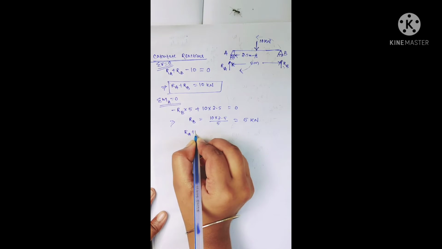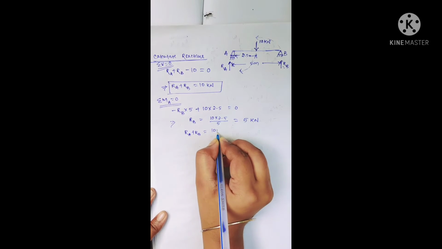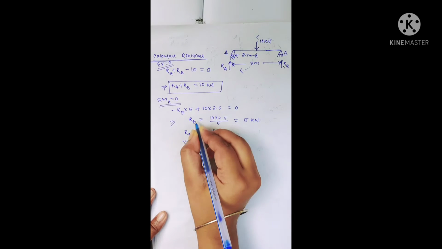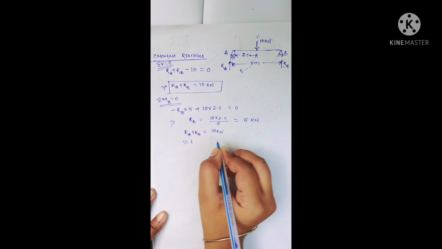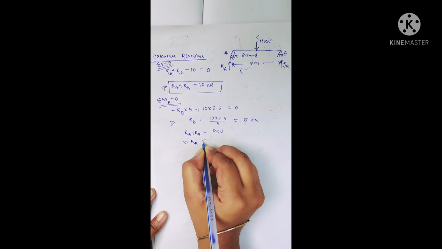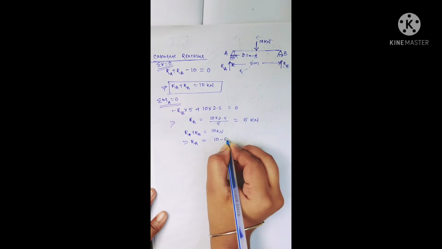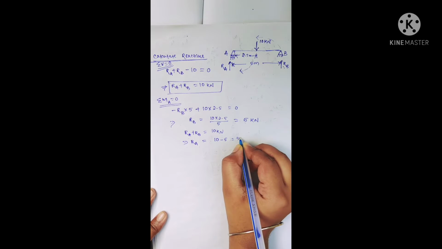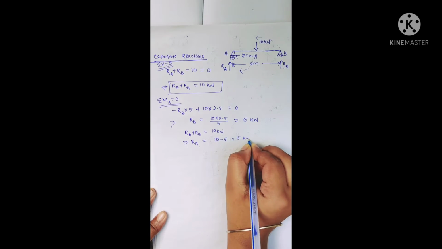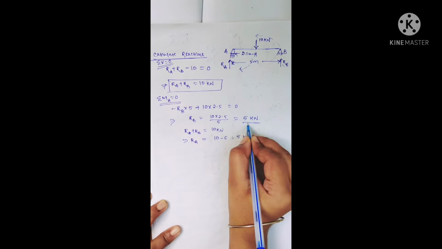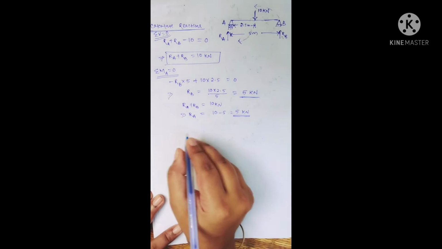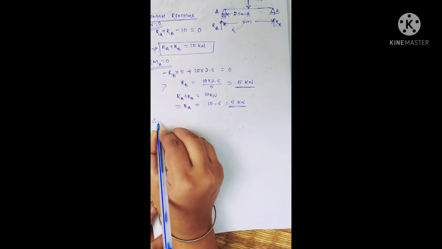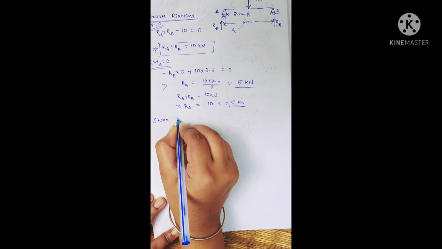So RA plus RB equals 10 kilonewton. We found the value of RB, now put this value in the equation. Then we can find the value of RA, that will be equal to 10 minus 5 equals 5 kilonewton. So here we can calculate the reactions RA and RB. Now calculate shear force and bending moment.